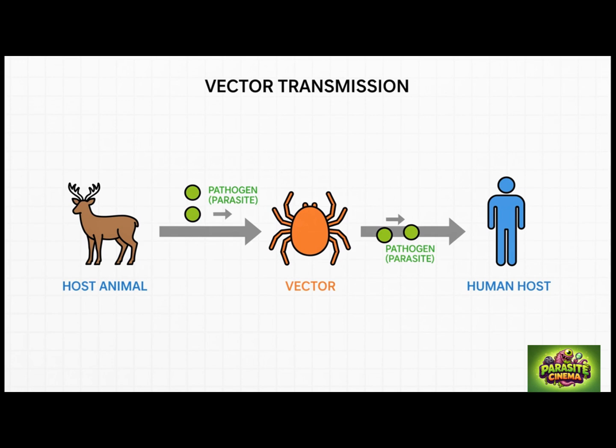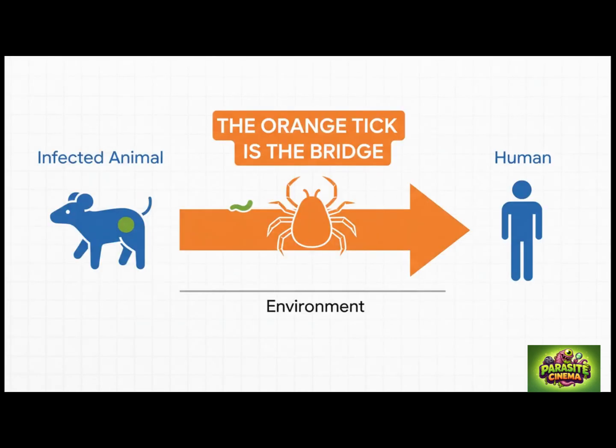It picks up a pathogen from one animal and then injects it into another. Or it can be as simple as a fly that lands on some feces and then on your food. The key role here is just transmission. You see it right here in the visual. The orange tick is the bridge. It's creating that connection, that arrow of transmission between the infected animal and the new host. A vector is all about movement and delivery.